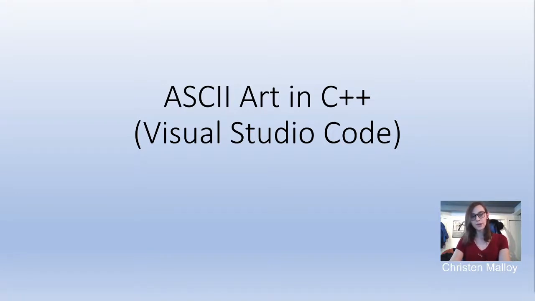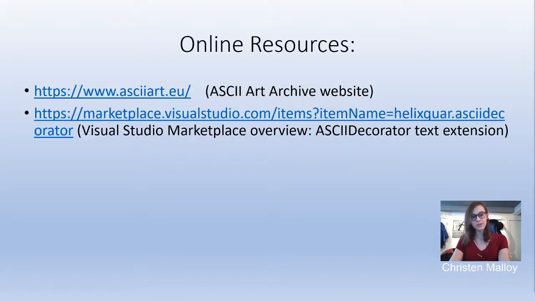In this video, we will talk about how to incorporate ASCII art into your C++ code in Visual Studio. There are several resources that you can use online, including the ASCII Art archive website at asciiart.eu, as well as looking at the Visual Studio Marketplace for extensions to VS Code that allow you to generate fancy text for ASCII text. So if you want bold text or embellished text, or maybe you want something to look like an 8-bit game or a 32-bit game, you can use the Marketplace ASCII decorator extension.